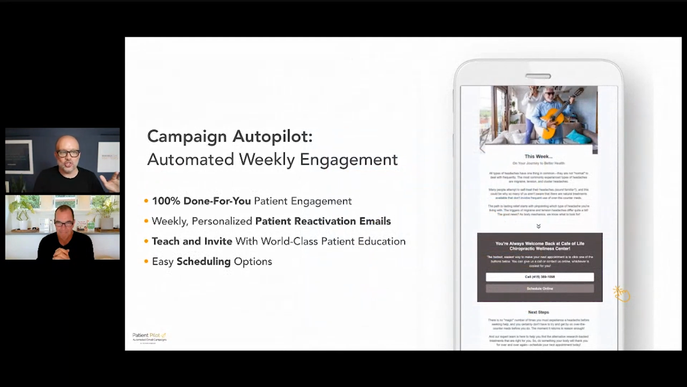This is the game changer for your practice and for your team, when you're able to have intelligence behind all of that data in an easy to understand way. But before we get to Navigator, let's talk a little bit about Campaign Autopilot, Jason, for anybody on the line who may not be familiar with it. It's an incredible tool alone. We've had hundreds of docs that use Campaign Autopilot right now today. Let's do a little recap of what that is. Campaign Autopilot is our weekly patient reactivation emails that go out to all of your past patients. When you sign up as a member of Patient Pilot, there's an easy onboarding system.